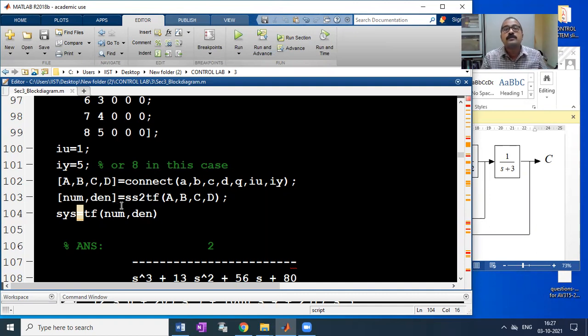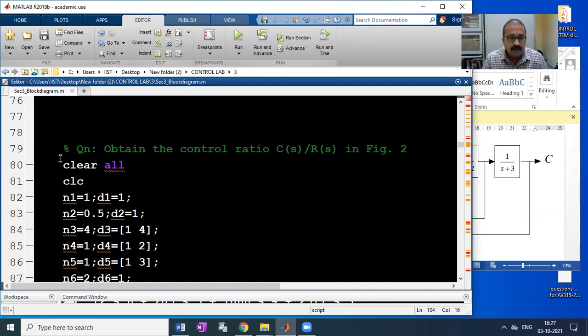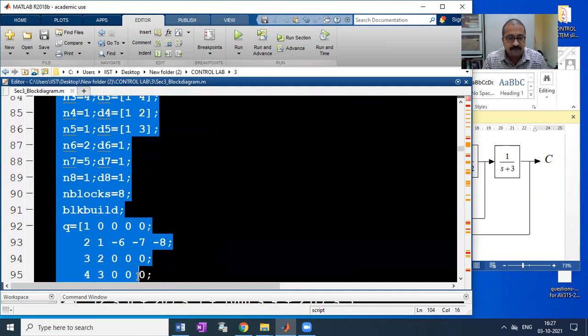Then what we have to do is find the transfer function. How? With the help of the command tf: sys equals tf of num comma den. I hope that's clear. So let us run this and see what is happening.